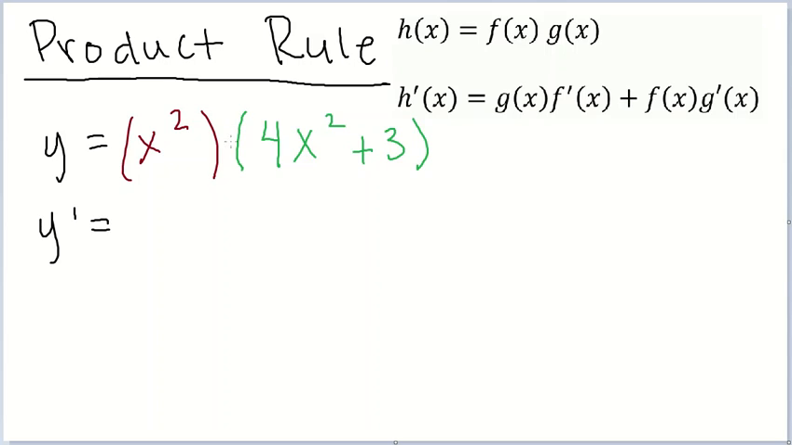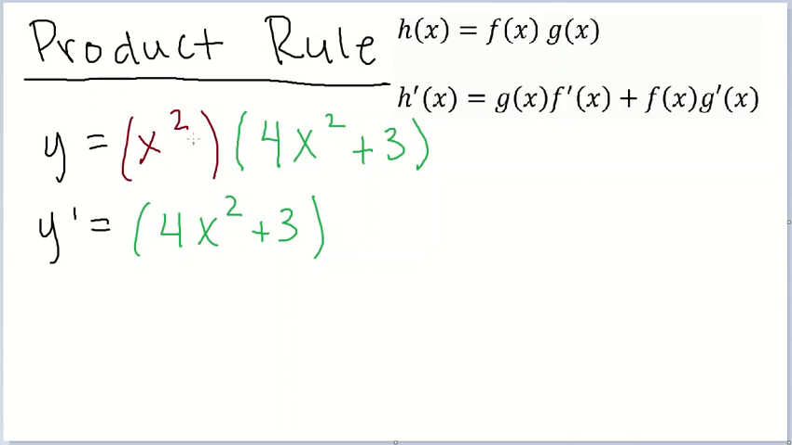So that's how we know that we need to be using product rule, is we have two functions being multiplied by each other. So what we're going to do is just use the same formula over here. And so what this formula says is that we're going to start by taking the second function and just keeping it the same. So we're just going to rewrite the second function. And so the second function here is this 4x squared plus 3. So what we're going to do is we're just going to rewrite that. And then we're going to multiply this by f prime of x. So that means the derivative of the first one.